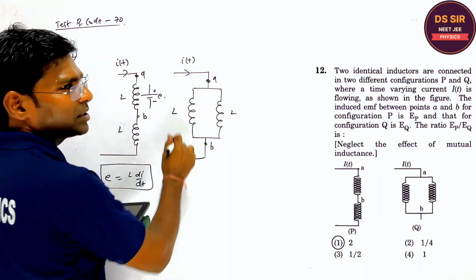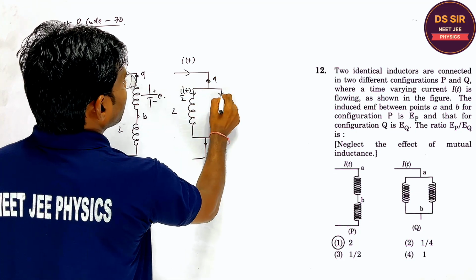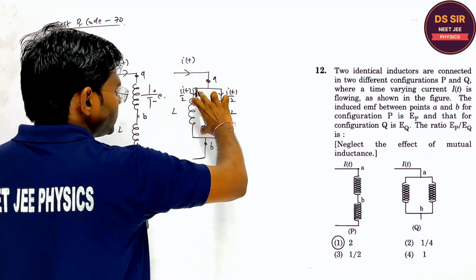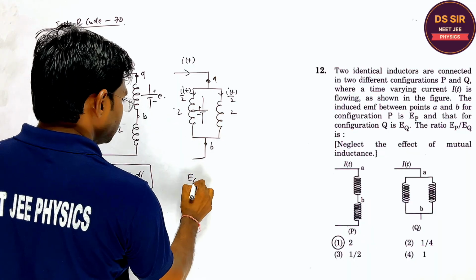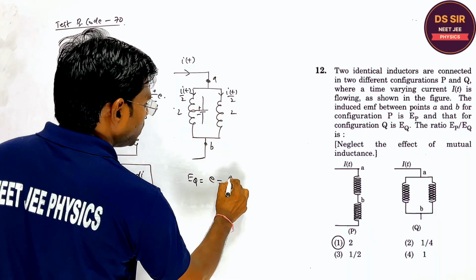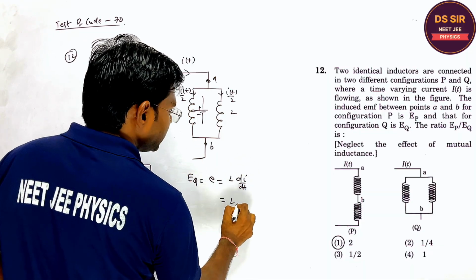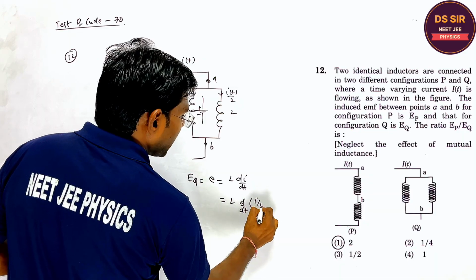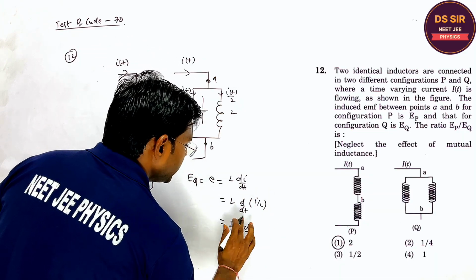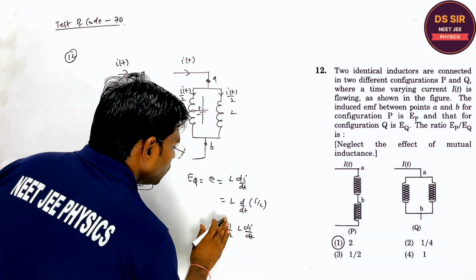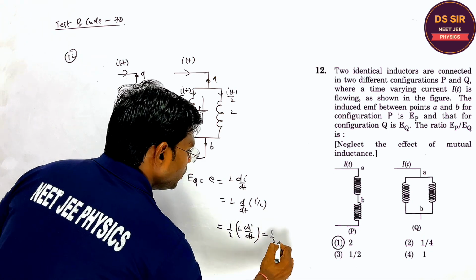But here, if you consider this is the current I, the current will be I by 2 on this side and I by 2 on this side. So what is the induced EMF here? EQ is nothing but L di upon dt, where L is as it is, but the current is I by 2. So 1 by 2 comes out of the differentiation: L into 1 by 2 di upon dt. And L di upon dt is equal to 1 by 2 into EP.